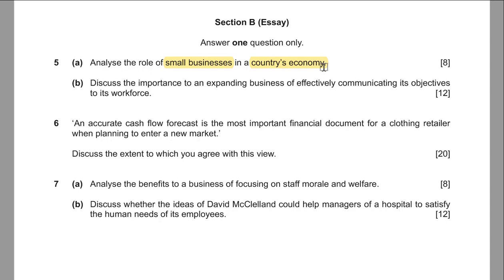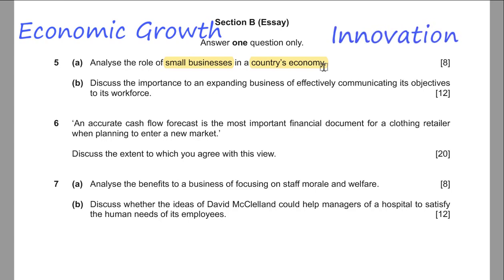So you can just think very quickly. Can you think of a number of reasons? Well, small businesses lead to increased employment. Small businesses lead to economic growth. Small businesses lead to innovation.